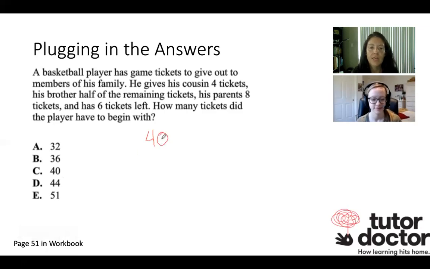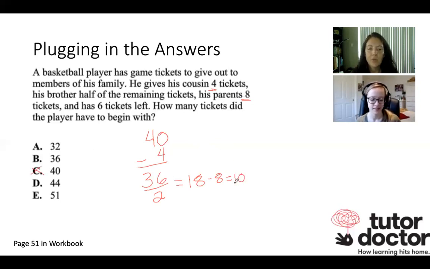So this is the number of tickets he had to start with. Do you want to help me go through the question and figure out what we need to do? Sure. Okay, so he gives his cousin 4 tickets. So minus 4. His brother, half of the remaining tickets. So we have 36 divided by 2. Perfect. And we're down to 10 because we're subtracting 8 for the parents. Okay, parents have 8, so minus 8 is 10. 10 is not 6. Okay, so we're going to get rid of C.